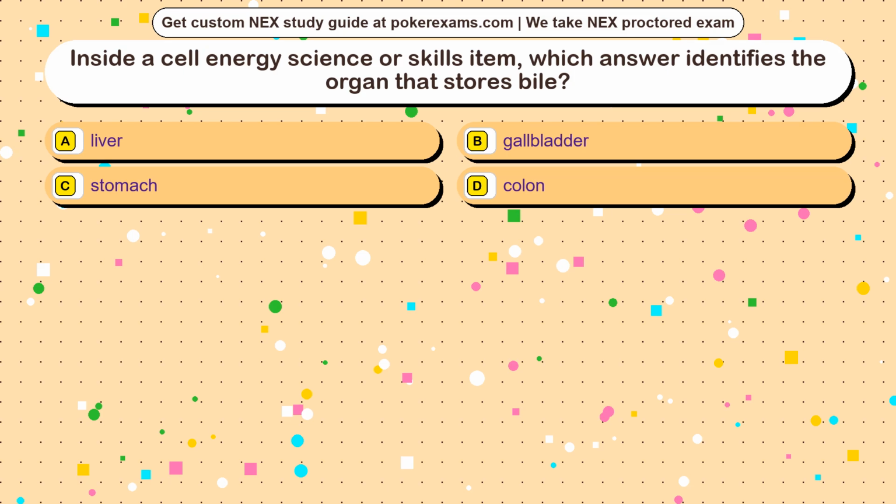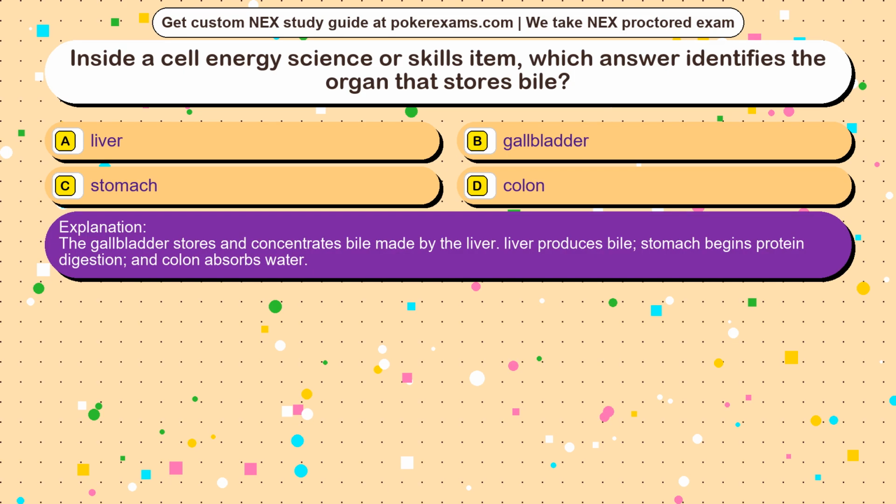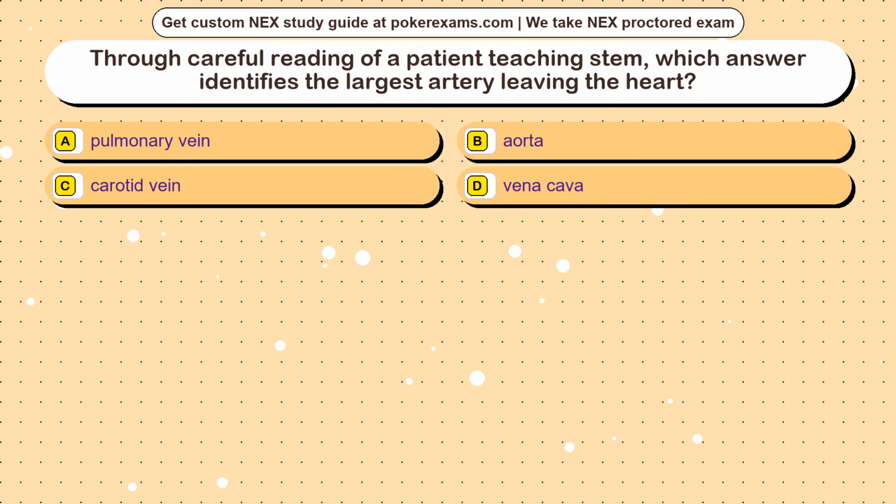The correct answer is option. The gallbladder stores and concentrates bile made by the liver. Liver produces bile, stomach begins protein digestion, and colon absorbs water. Question 25. Through careful reading of a patient teaching STEM, which answer identifies the largest artery leaving the heart? Option A, pulmonary vein. Option B, aorta. Option C, carotid vein. Option D, vena cava.